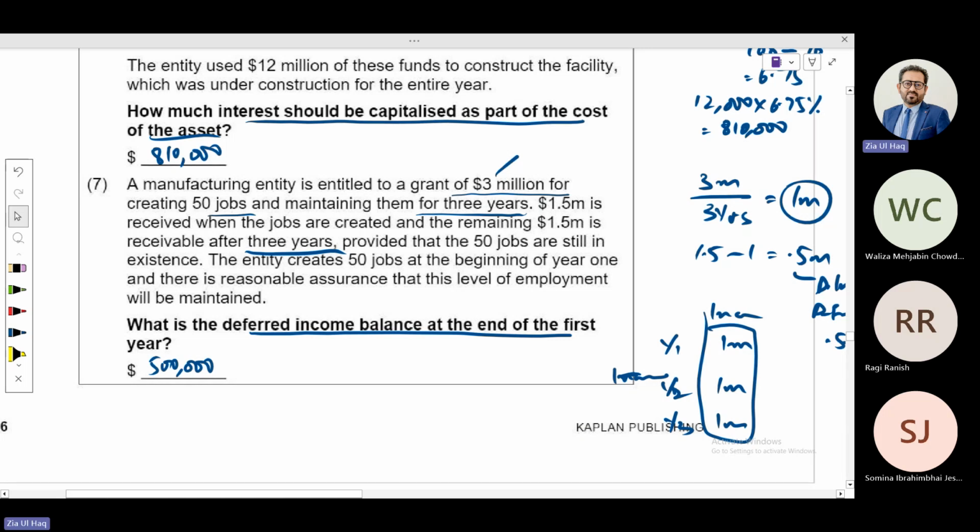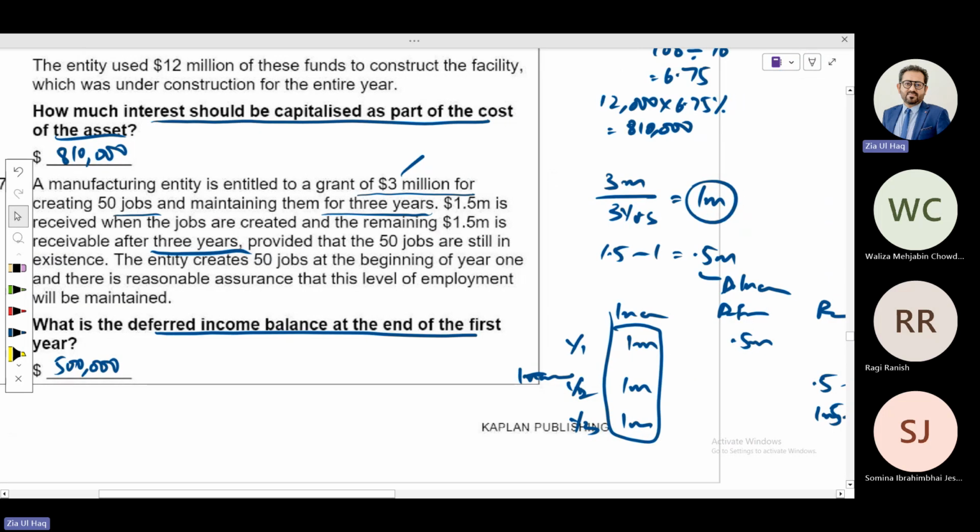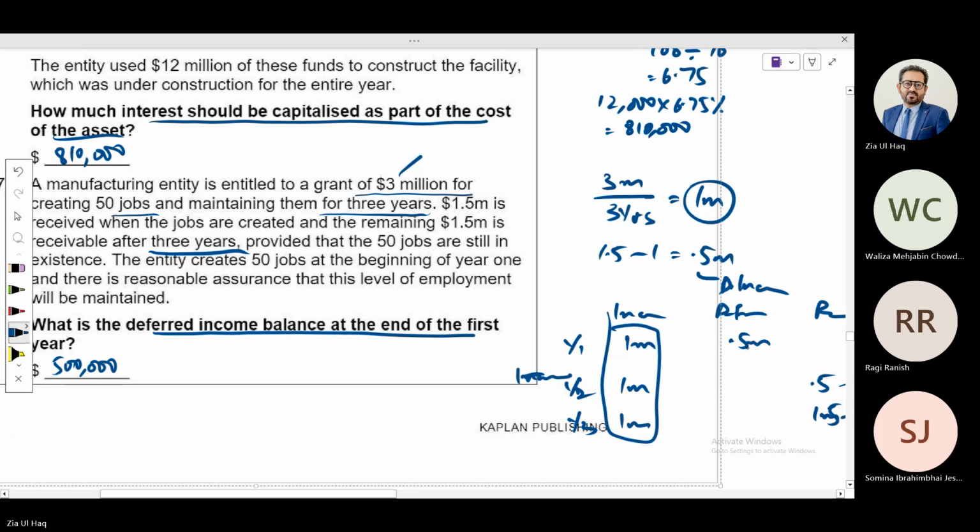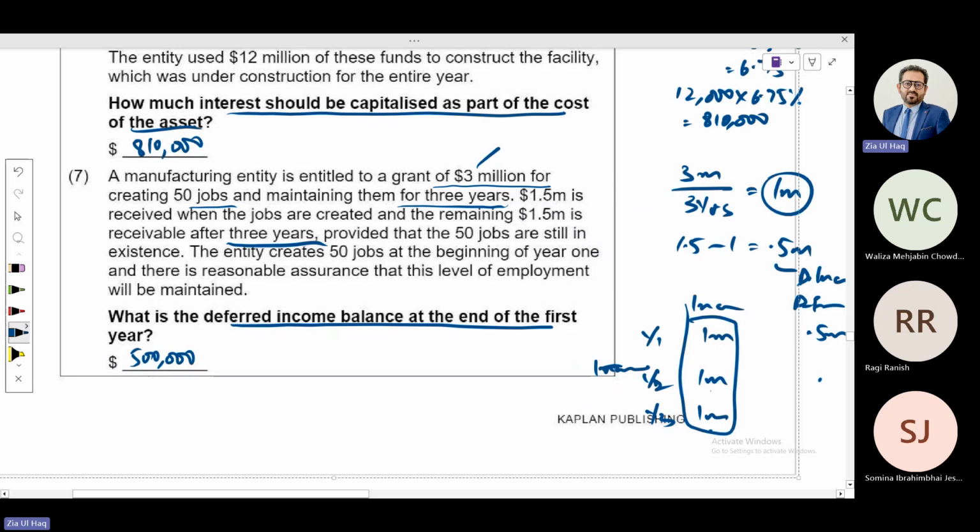Suppose government paid you 3 million in year 1, you will record 1 million income in year 1, 2 million deferred income. In year 2, 1 million income, 1 million deferred income. In year 3, 1 million income and 0 deferred income. So what they are asking about is the deferred income balance at end of year. So that is 500,000 because you received 1.5 million. 1 million is income of current year. So the remaining 0.5 million that you received in advance, you need to record as deferred income. That is relating to next year. Got it?